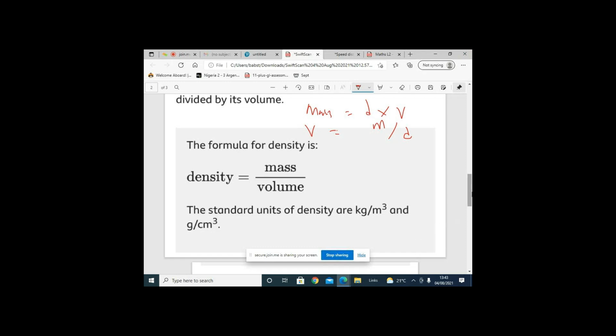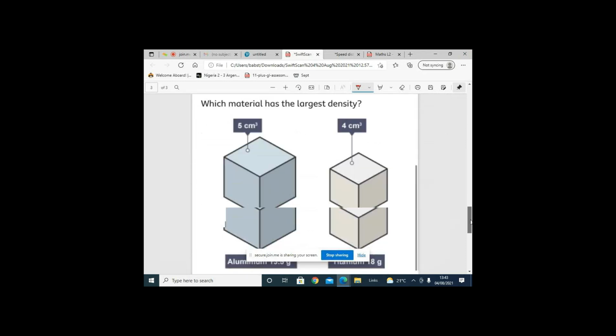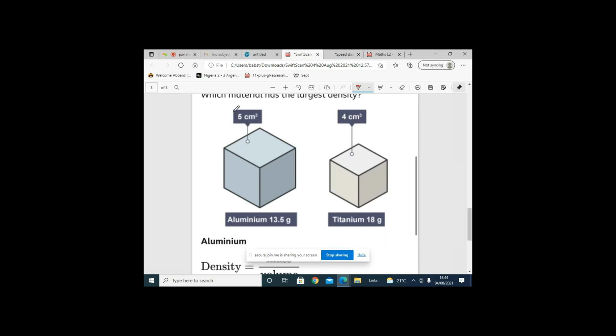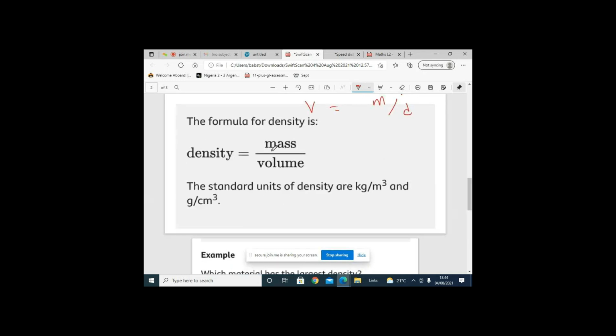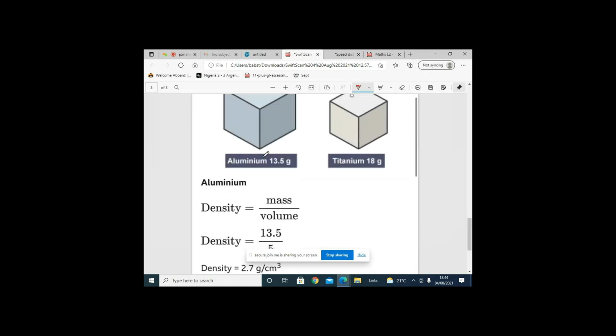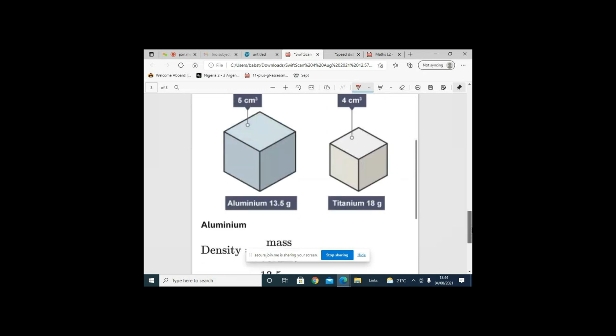So that is that. Now let's look at this example. Which material has the highest density between the two of them? This one, the volume is 5 cubic centimeters, and the aluminium is this heavy. I told you earlier that density equals what? Mass divided by volume. So the mass is 13.5. So for aluminium, just 13.5 divided by 5.